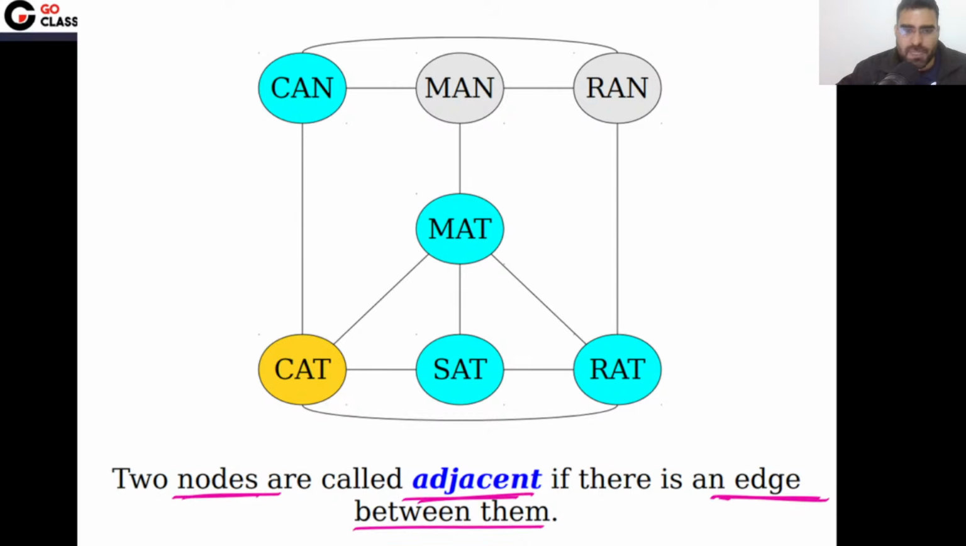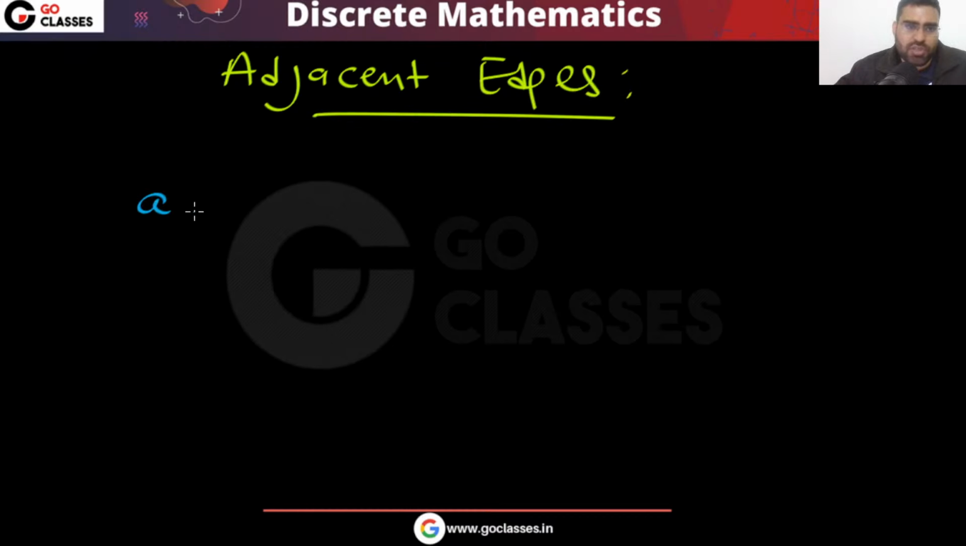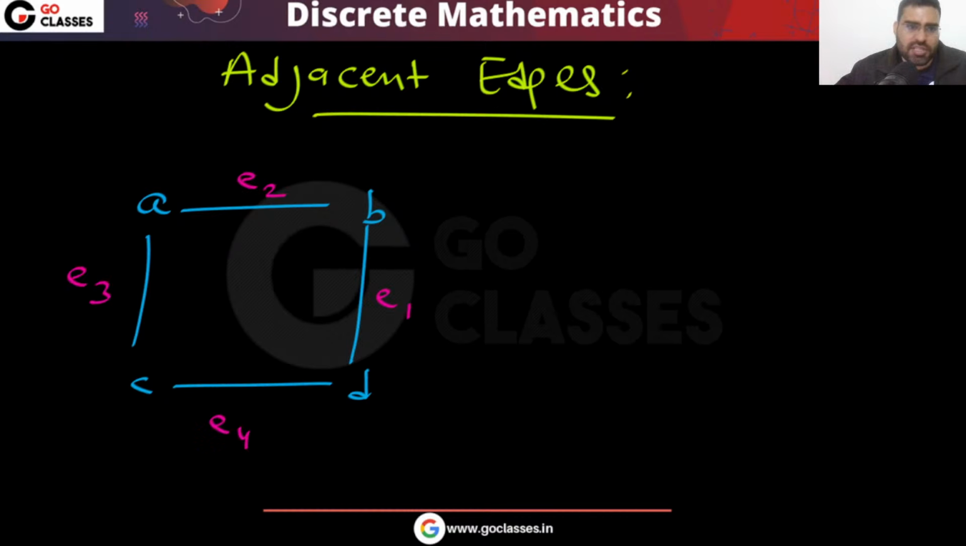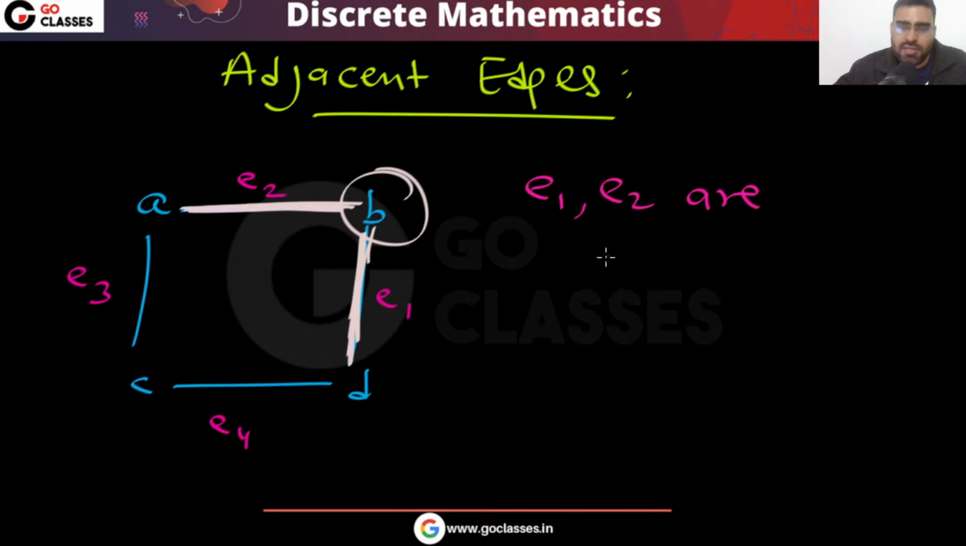This is called adjacency. Now similarly, edges are also adjacent. So let me tell you adjacent edges. When can you say two edges are adjacent? For example, if you have this graph with vertices A, B, C, D, and edges E1, E2, E3, E4. Consider these two edges. You can notice E1, E2 are neighbors, right? Look at this edge E2 and this edge E1. They are neighbors because they have a common endpoint. So I can say that E1, E2 are neighbors, or adjacent.